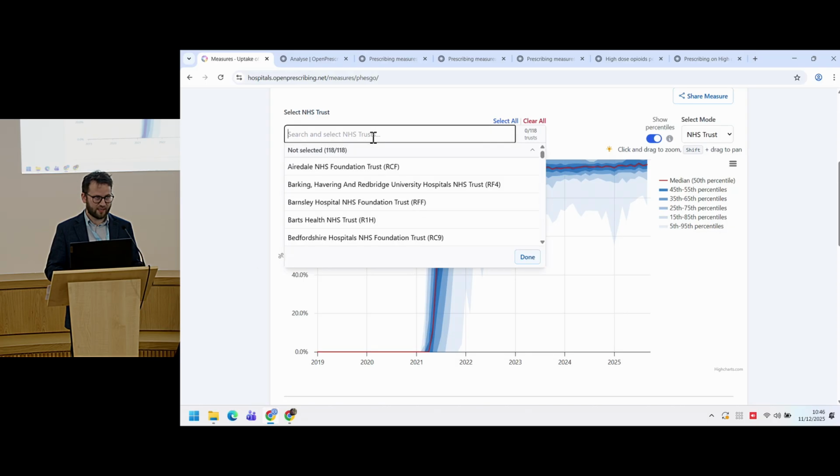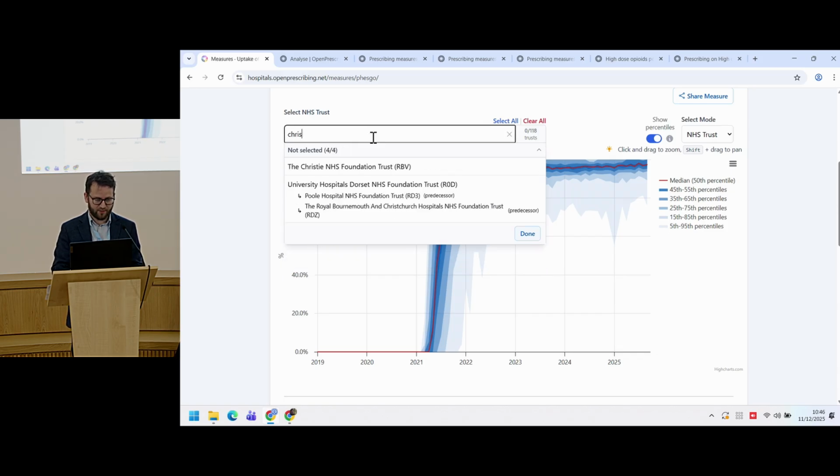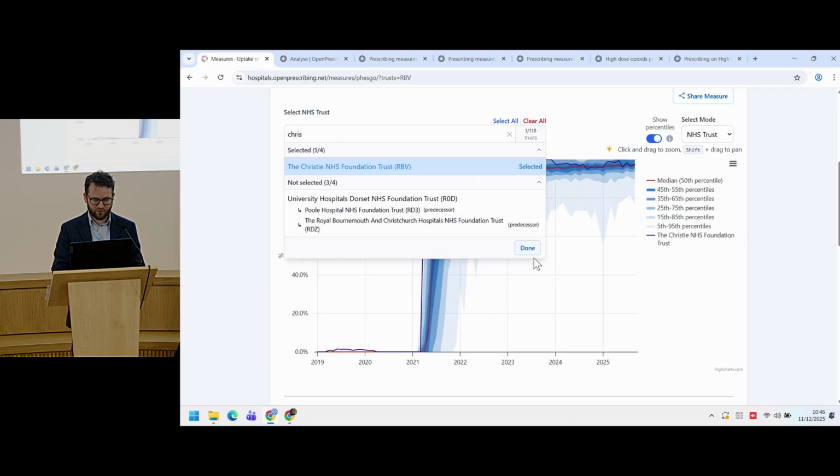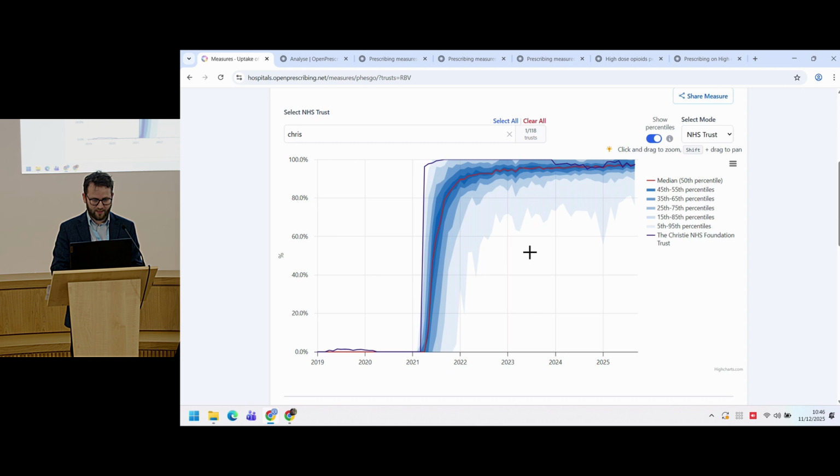So if you're interested in an individual hospital or you're interested in comparing hospitals, you can type them in. So I'm going to look at just one today, but this is the Christie, which is a large cancer trust in Manchester area. And you can see they were super ready to go. So they were a very early adopter. They rose from 0 usage basically to almost 100% use within a month as soon as the product became available.